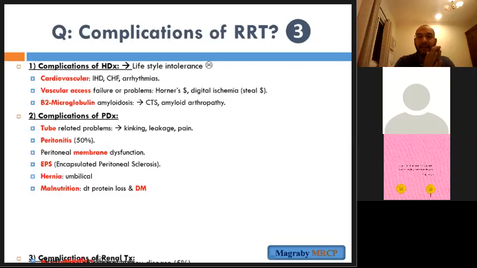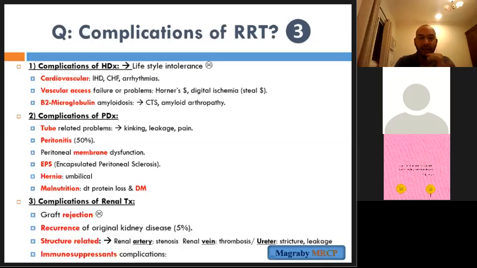Regarding the complications of renal transplantation, maybe rejection, maybe recurrence of the original kidney disease, maybe structural problems related to the renal transplantation. Because in renal transplant, you connect the artery with the artery, the vein with the vein, the ureter with the bladder. So maybe renal artery stenosis, maybe renal vein stenosis, venous thrombosis, maybe ureteric leakage or stricture of the ureteric pathway, and for sure the complications of the medication, immunosuppressive complications.